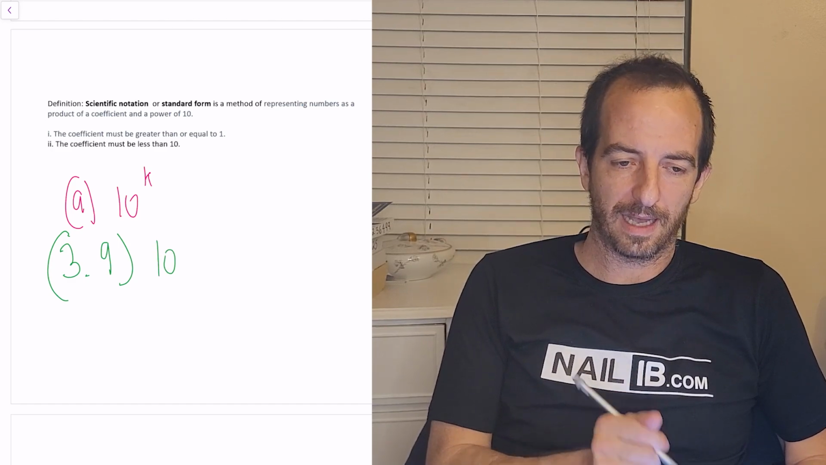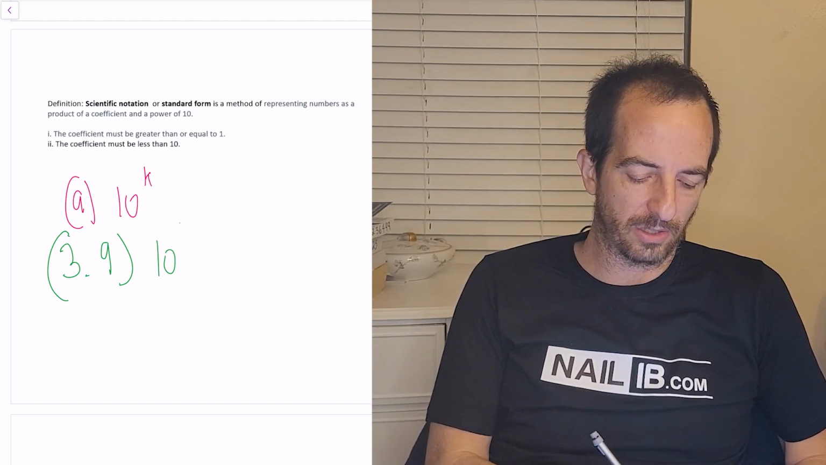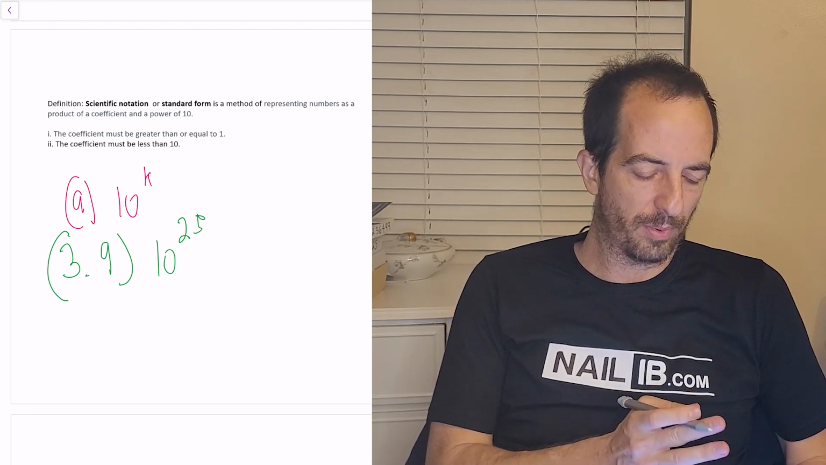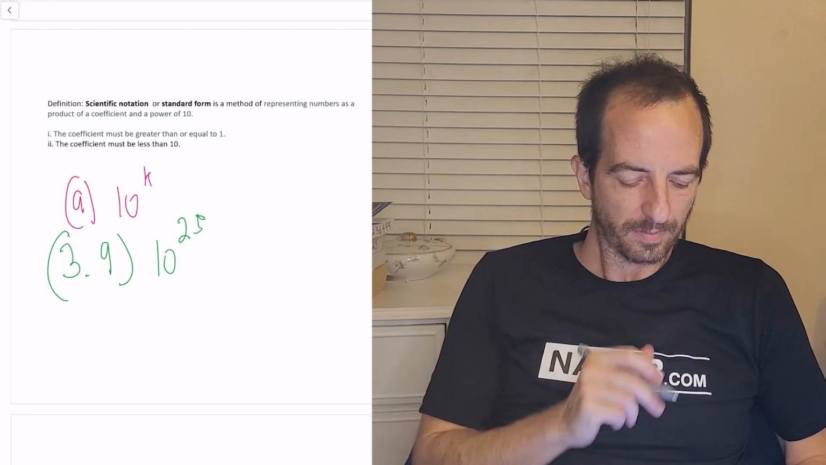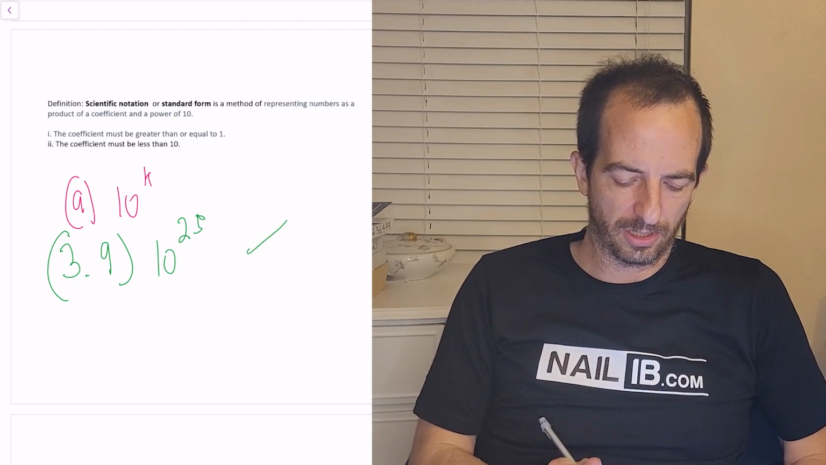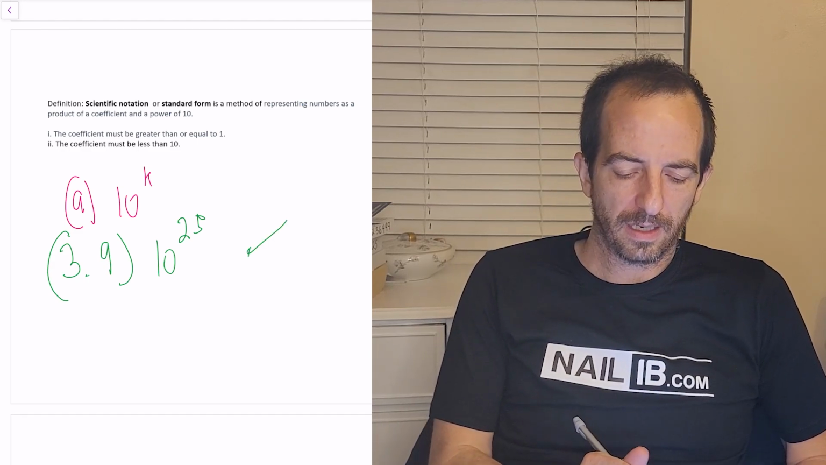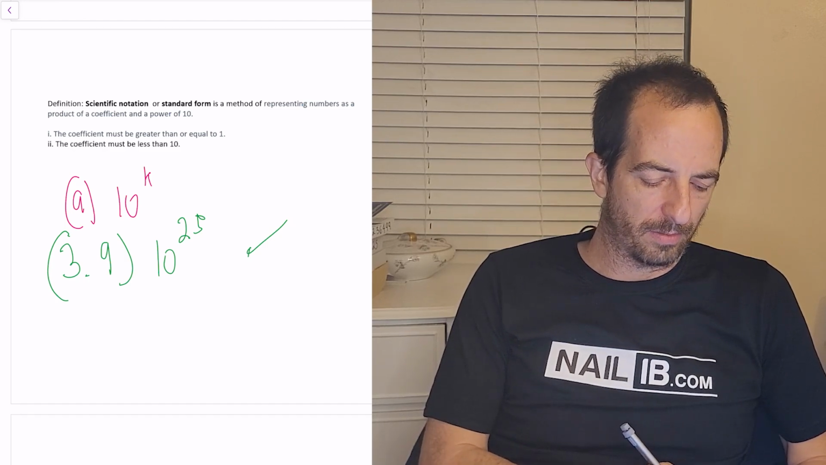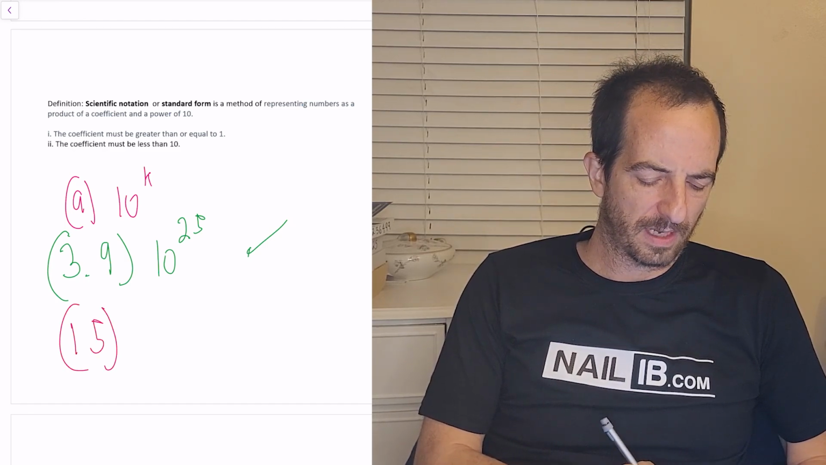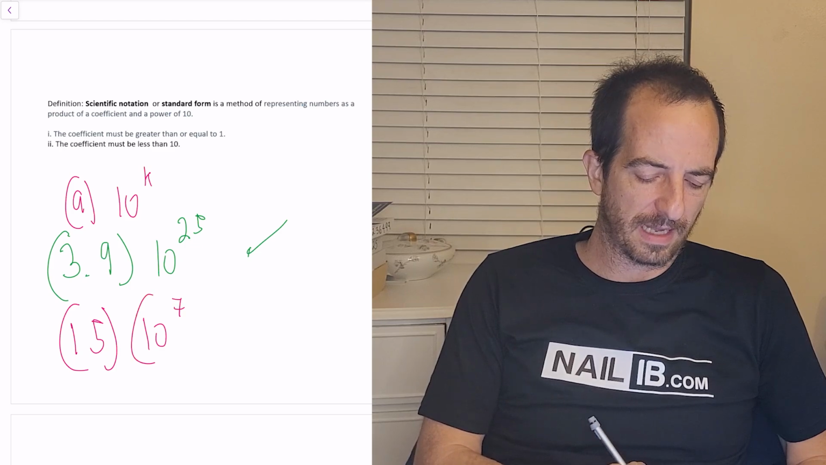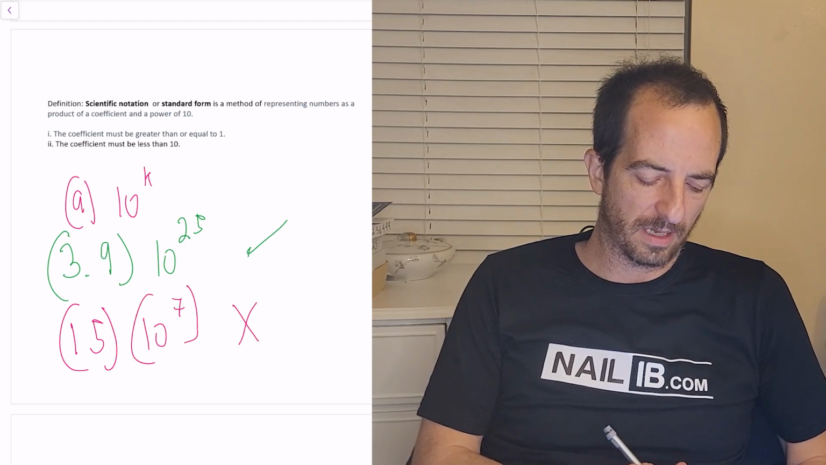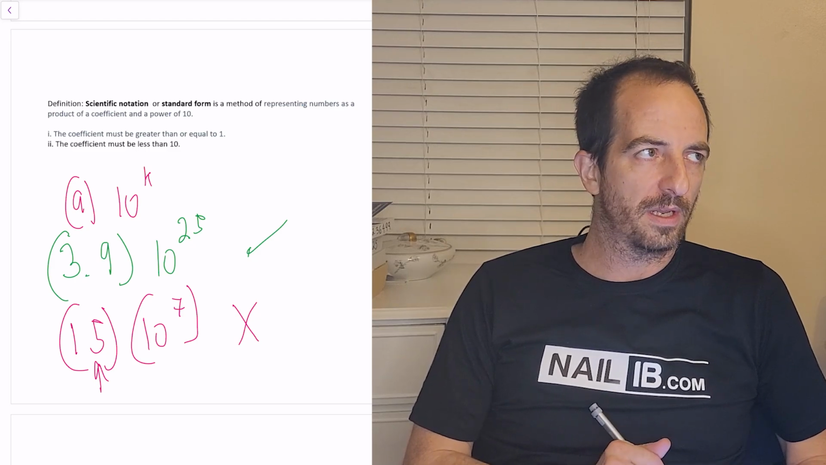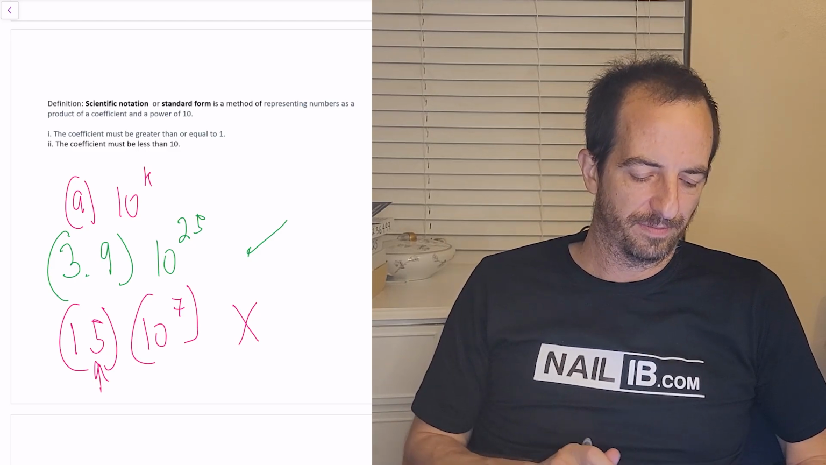We could say times 10 to the 25th power would represent the number 3.9 times 10 to the 25th. That's scientific notation. Check it, it meets all the criteria. In contrast, let's see a counterexample. If I were to show you the number 15 times 10 to the 7th, this is not scientific notation because of the coefficient, which is not between 1 inclusive and 10 exclusive.